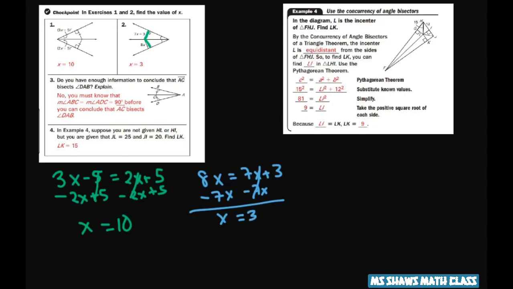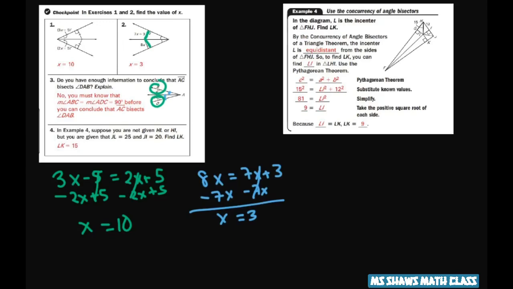And then it says, do you have enough information to conclude that AC bisects angle DAB? So do we know from this that these bisected, so that these two angles will be congruent? And the answer is no, because these angles have to be perpendicular before you can conclude. These angles here are not perpendicular. They're just congruent.